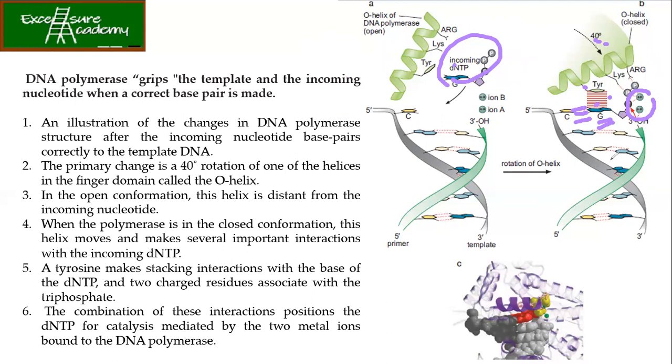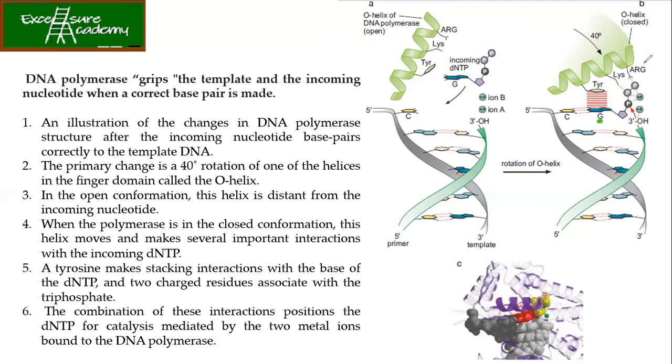So what are those? I'll show you once again. Look at the figure, okay? So what has happened now? The O helix of the finger domain has rotated around 40 degrees. Now, after this rotation, the amino acids of the O helix, those are tyrosine, lysine, and arginine. Now, tyrosine is going to make the stacking interactions with the incoming nucleotide base, okay?